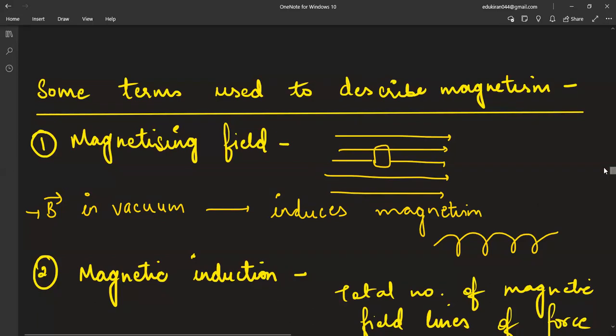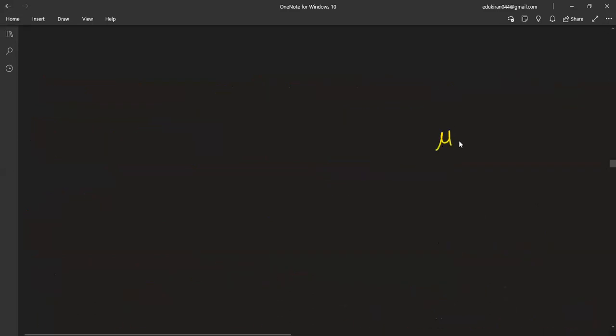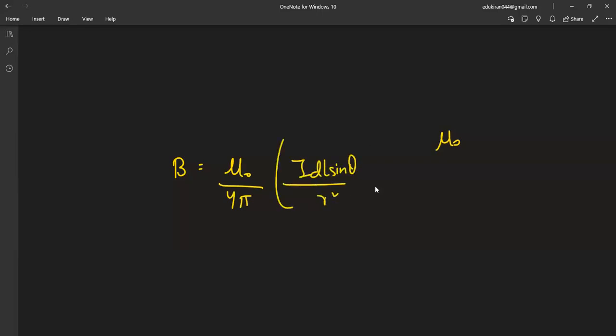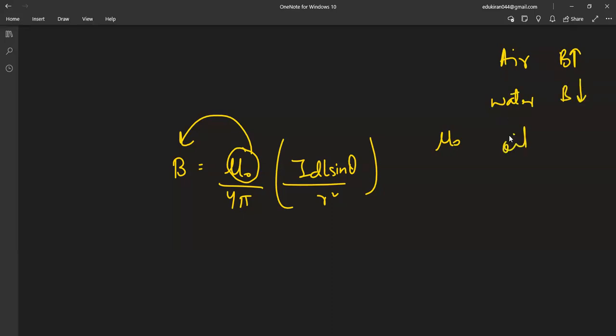What have we studied? We have studied the concept of permeability. In our Biot-Savart law, we have the formula mu naught by 4 pi, then I dl sine theta divided by r square. But here we have permeability. This is directly linked with magnetic fields. You take the medium as air, your magnetic field will be the highest. You take the medium as water, you will feel the magnetic field decreases. You take the medium oil, the magnetic field decreases further.